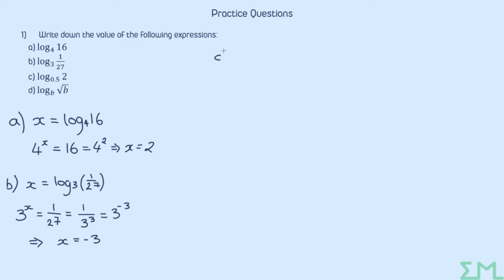Okay, part C. Again, x equals log base 0.5 of 2. So 0.5 is our base number. I much prefer to work in fractions, particularly when I'm doing exponentials and logs. So I'm going to write that as a half, all raised to the power of x, equals 2. Now a half, we know, can be written as 2 to the negative 1. So that's 2 to the negative 1 raised to the power of x equals 2.